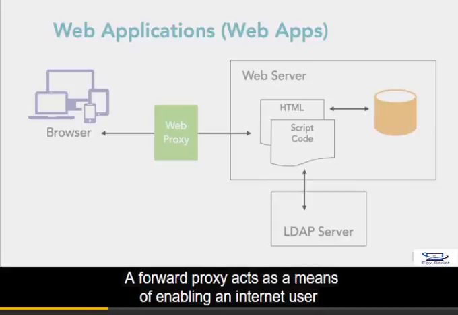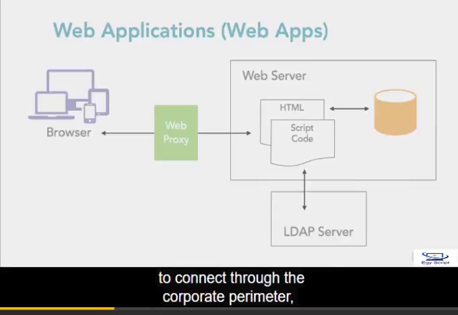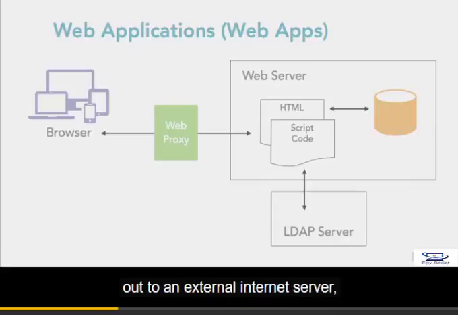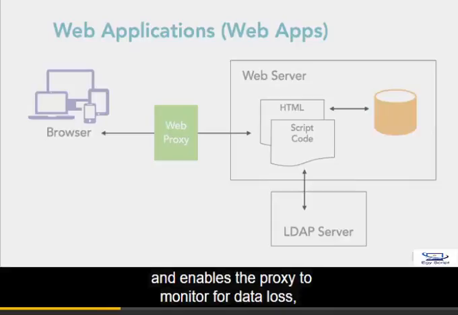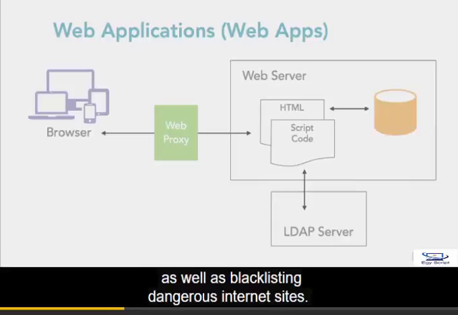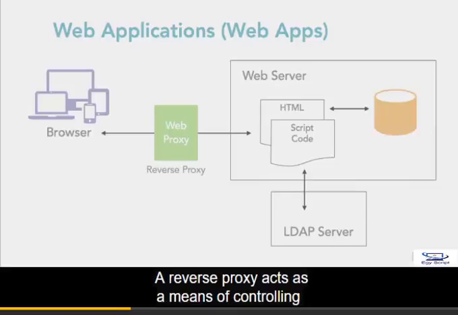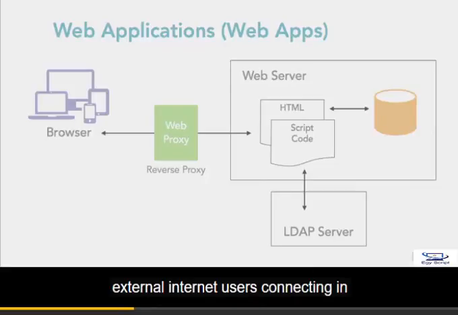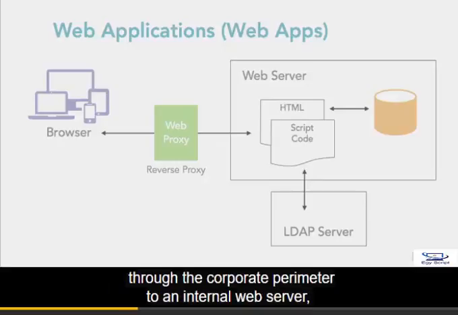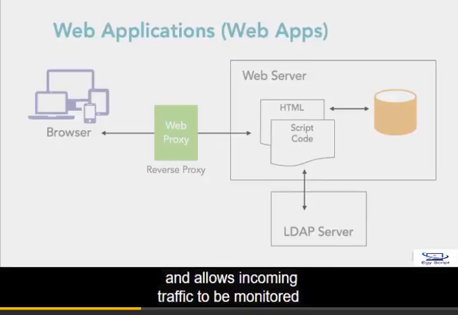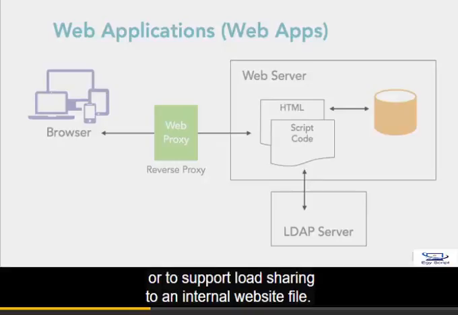A forward proxy acts as a means of enabling an internet user to connect through the corporate perimeter out to an external internet server, and enables the proxy to monitor for data loss as well as blacklisting dangerous internet sites. A reverse proxy acts as a means of controlling external internet users connecting in through the corporate perimeter to an internal web server, and allows incoming traffic to be monitored for malicious content such as SQL injection, or to support load sharing to an internal website farm.